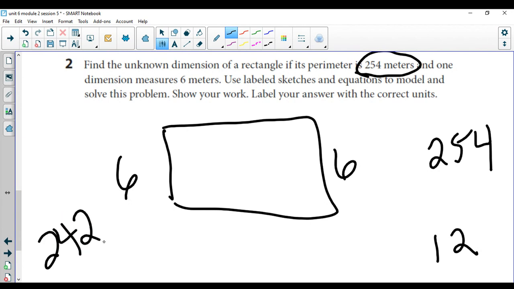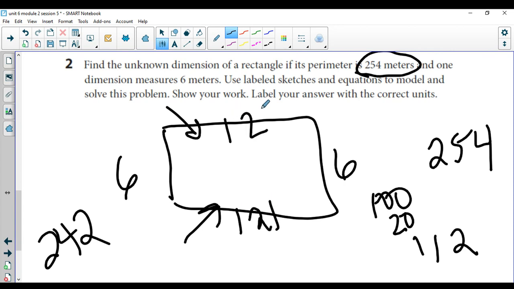So I have 242 left over, but you guys, I need this side and this side to equal a sum of 242. So what's the best thing to do now is divide 242 in half. So 200 in half is 100, 40 in half is 20, and 2 in half is 1. I believe it's 121 and 121. Let's just double check. Let's add these together. 121 plus 121 is 242. 242 plus the 12, which are the 2 6s left. Oh boy. 242 plus the 2 6s, which is 12, gives me 254.